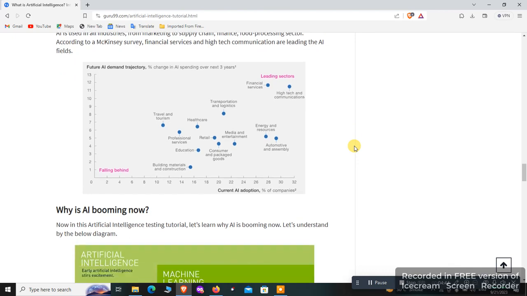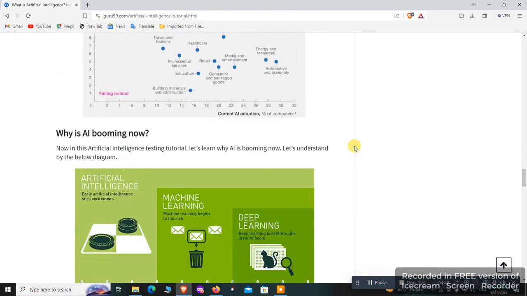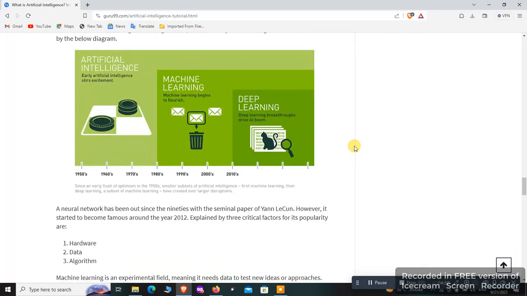Why is AI booming now? Now, artificial intelligence and deep learning are booming. Let's understand this using our diagram. A neural network has a set of neurons. However, it needs hardware, data, and algorithms.